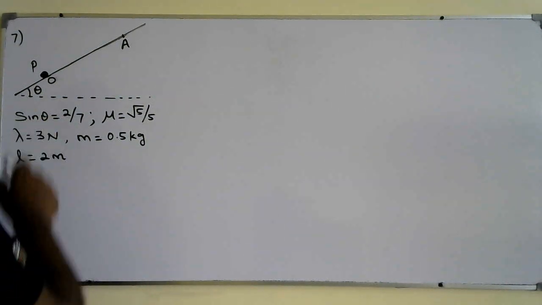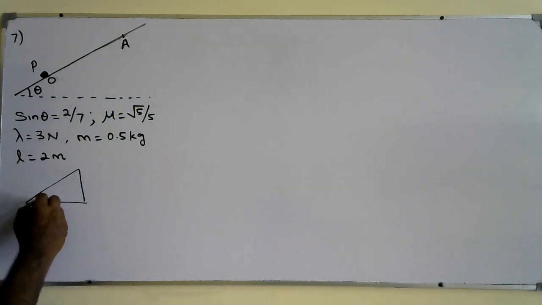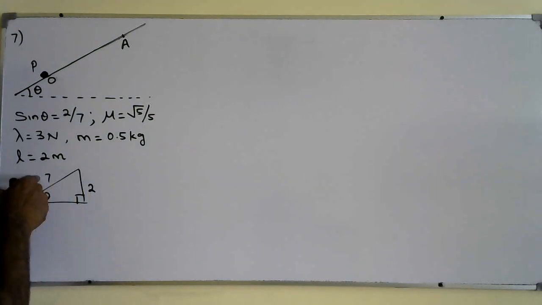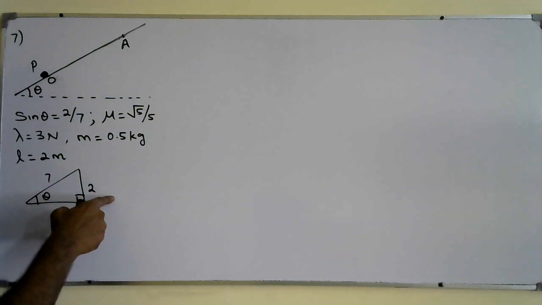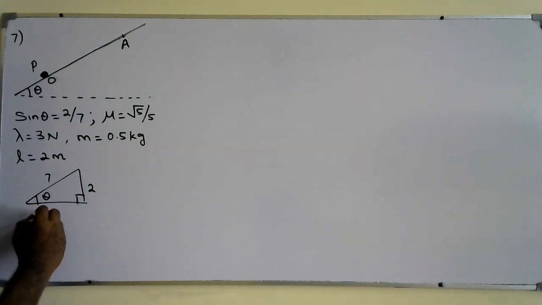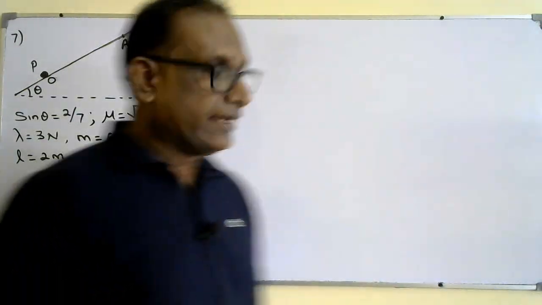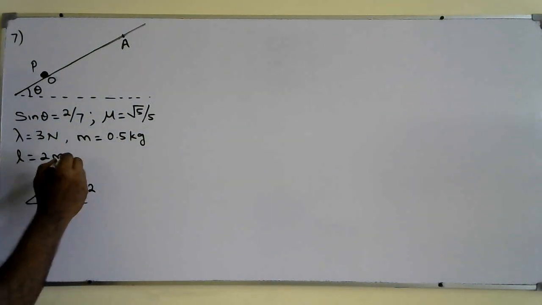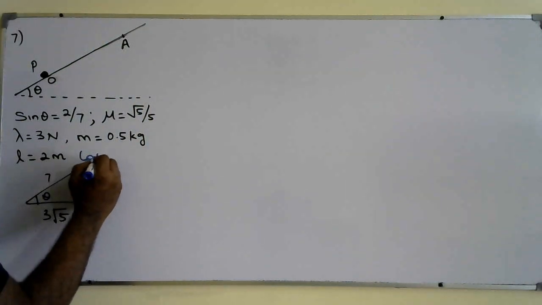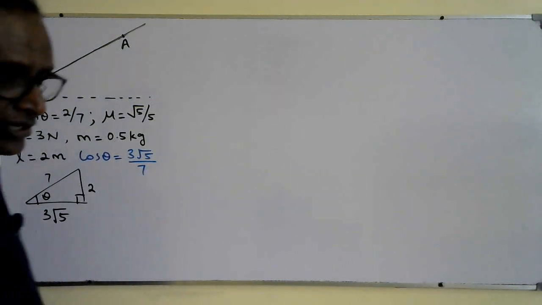Okay, so here sine theta is 2 by 7, means cos theta, how to find it? You know that, O level math. This is theta, so sine theta means opposite over hypotenuse, this is 7. So for this right angle triangle, by Pythagoras theorem, 49 minus 4, that is 45. Square root of 45 is 3 root 5, is it? That's the length of this side. So cos theta will be 3 root 5 over 7. We need that during our calculation.